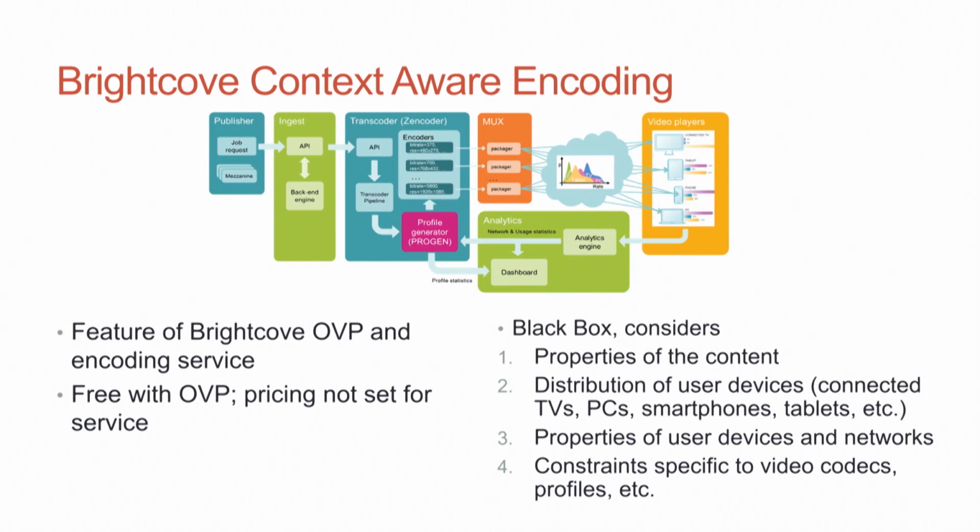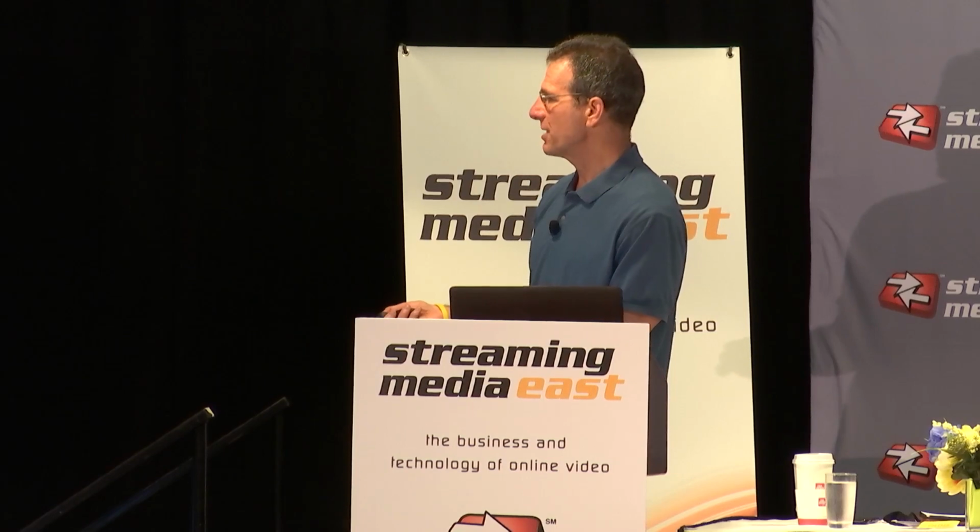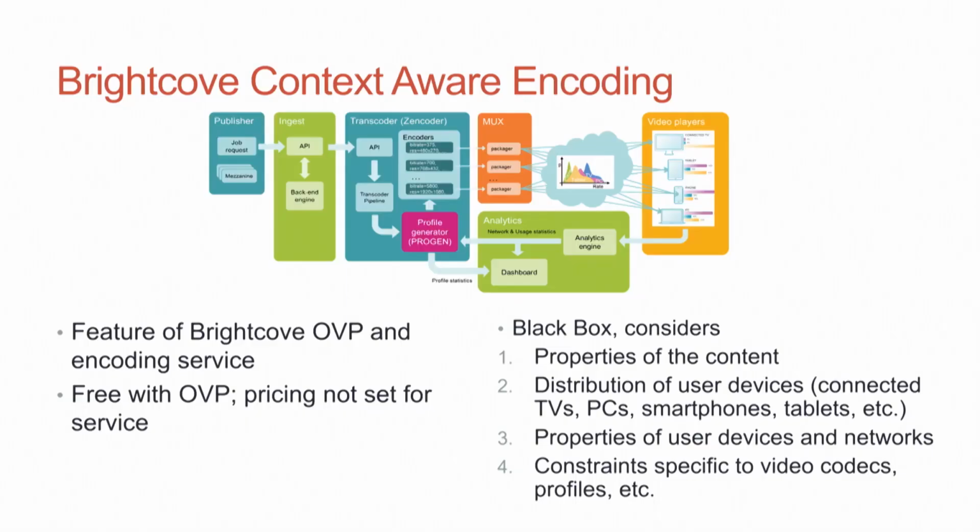Brightcove's context-aware encoding. It's a feature of the Brightcove OVP. It's free with the OVP. Pricing's not yet set for the service for Zencoder standalone. Pretty much a black box. They don't really tell you how it works. You send in a bunch of parameters we'll look at in a second, and it outputs a file for you.